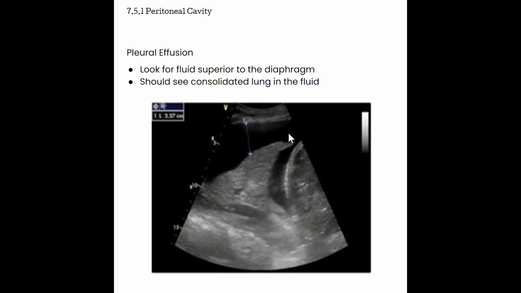When you see fluid in the pleural cavity, you're going to see typically anechoic fluid, maybe some loculations within it, and then you'll see what we call a consolidated lung. The lung is collapsed upon itself, usually kind of flapping around as the patient is breathing. But again, this is going to be fluid superior to the diaphragm in the pleural cavity.